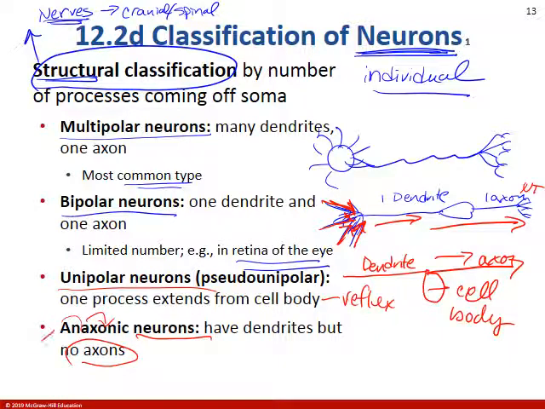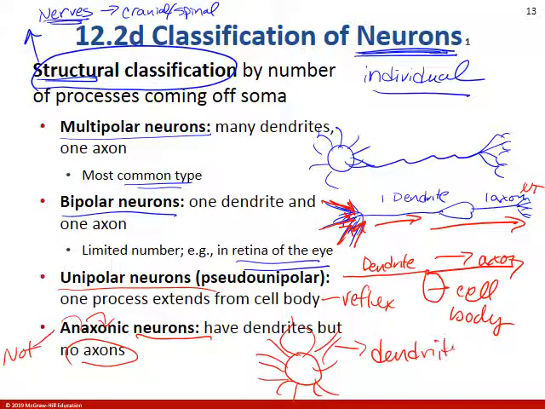Anaxonic. This means not, right? So no axons. And the purpose of this would be to kind of gather information. So you have a cell body and you have nothing but dendrites. And remember, dendrites are the receptive end. They're receiving messages. So we're going to see these types of neurons in what we would call interneurons in the brain, where they're just collecting information.